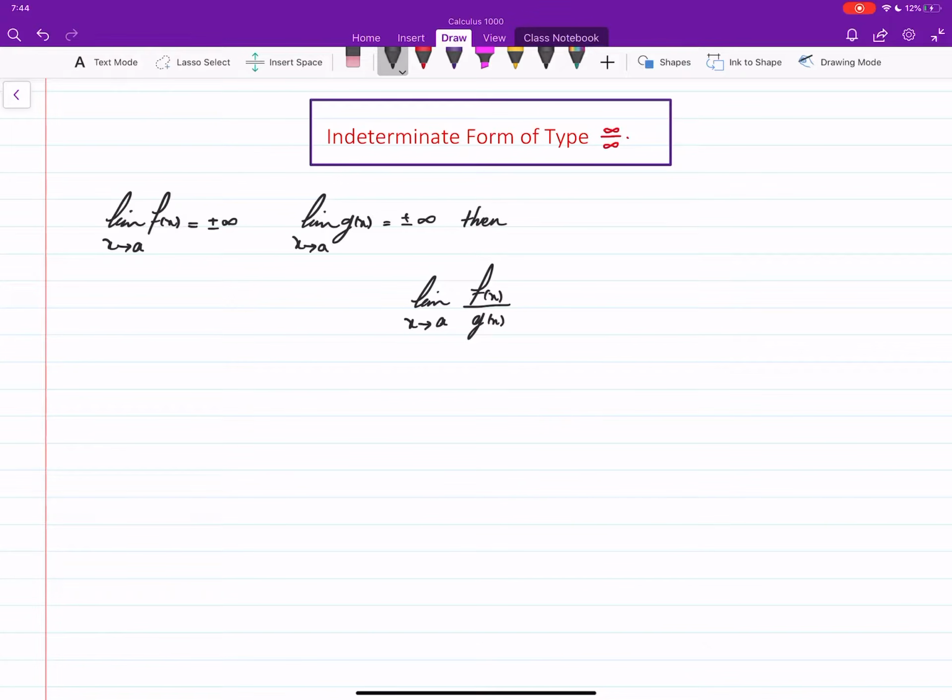So f and g are growing either in positive or negative direction, and now we want to see what is the ratio, which one is growing faster with respect to the other one, or what is the ratio at which these two functions are growing with respect to each other. Well, this is called an indeterminate form of type infinity over infinity.